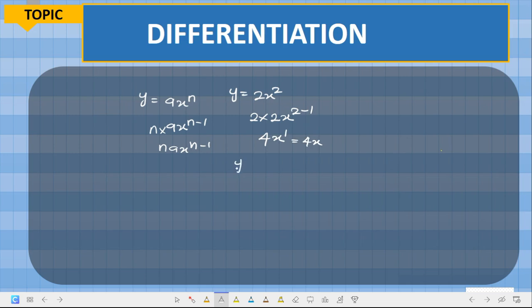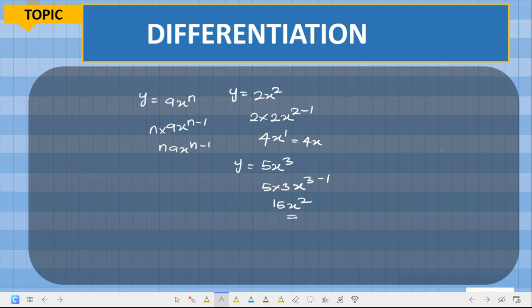So if I give you, for instance, let's try our hands on this, 5x raised to the power of 3. Use 3 to multiply 5, which is 5 times 3, then you write the x, 3 minus 1. So this becomes 15x, and 3 minus 1 is 2.